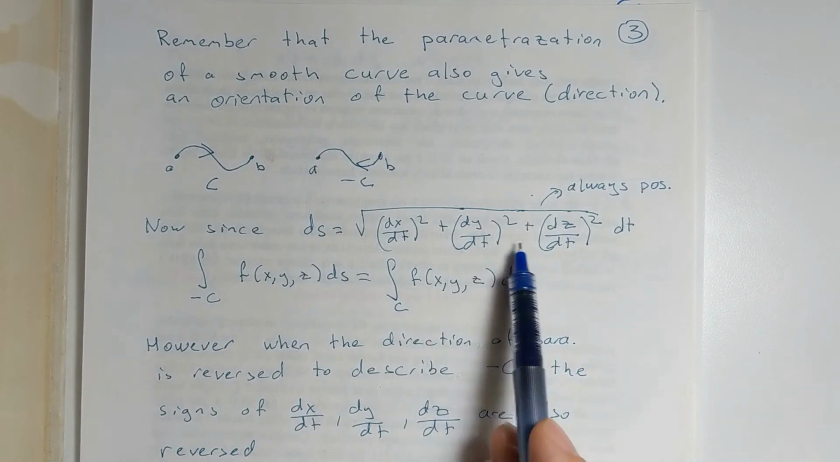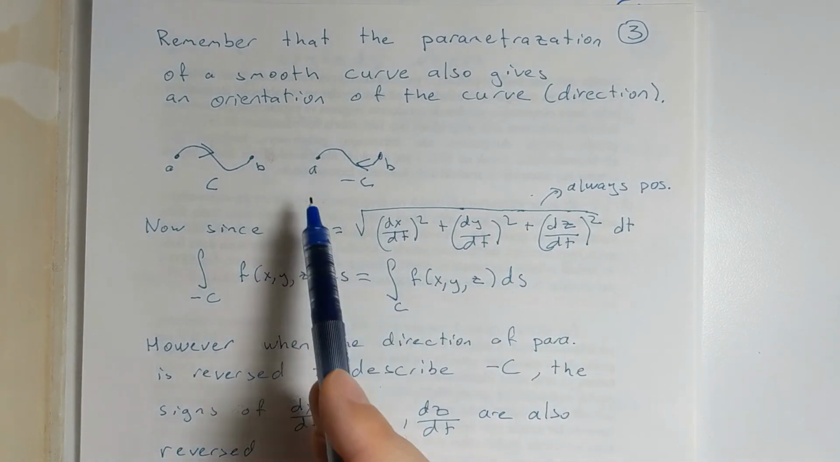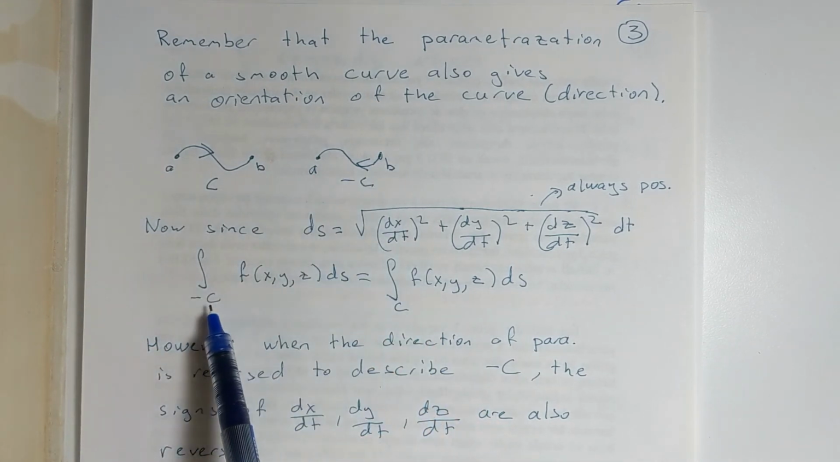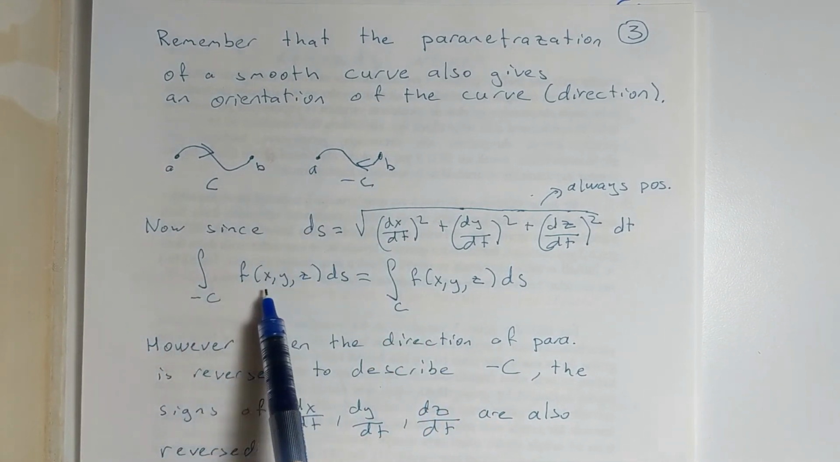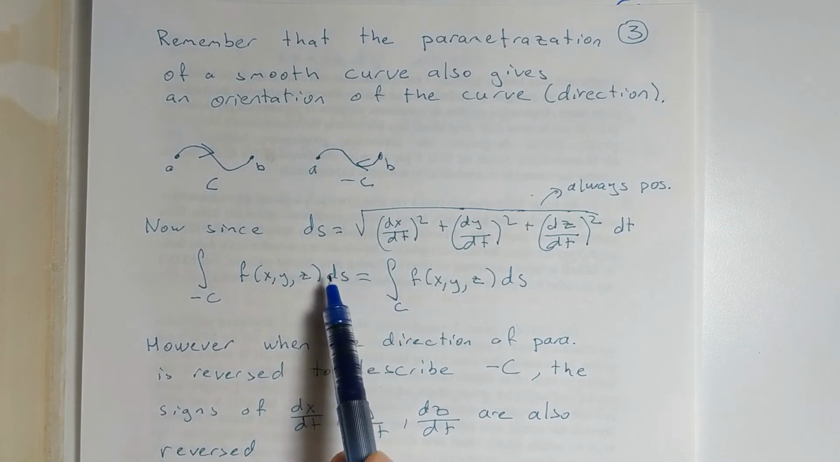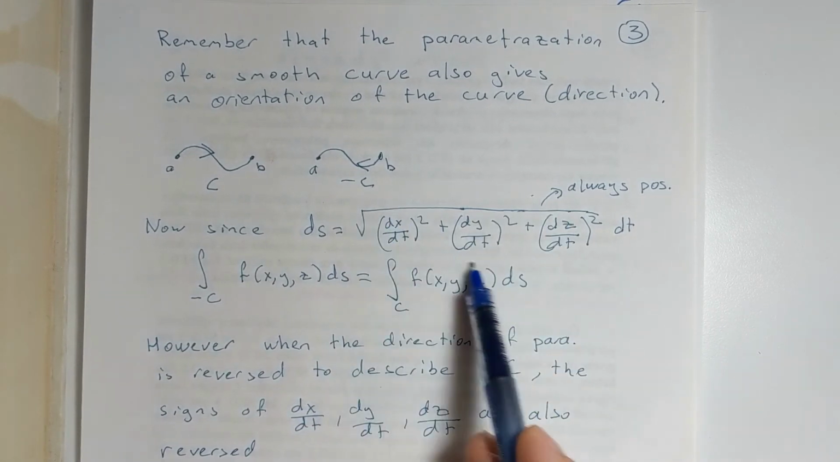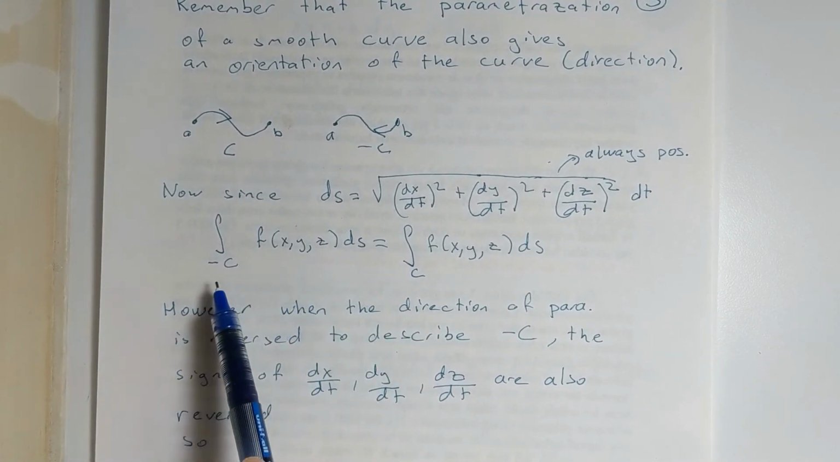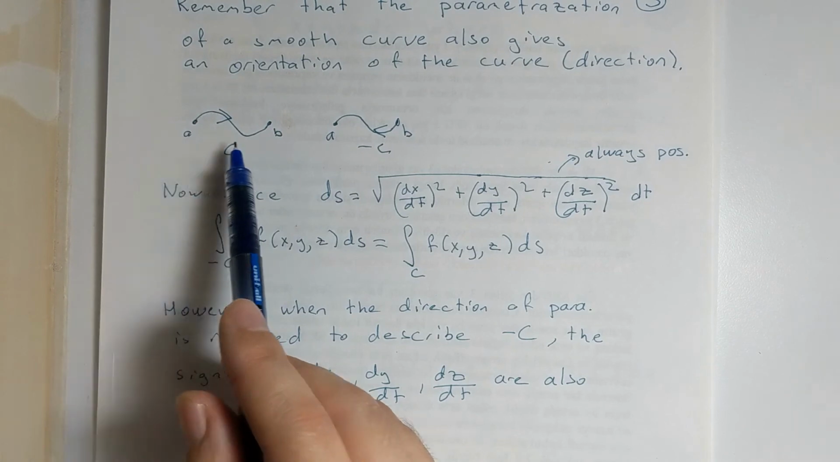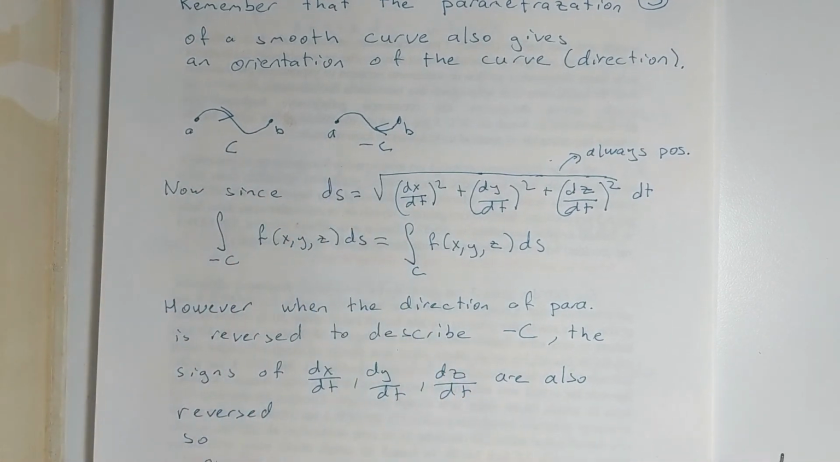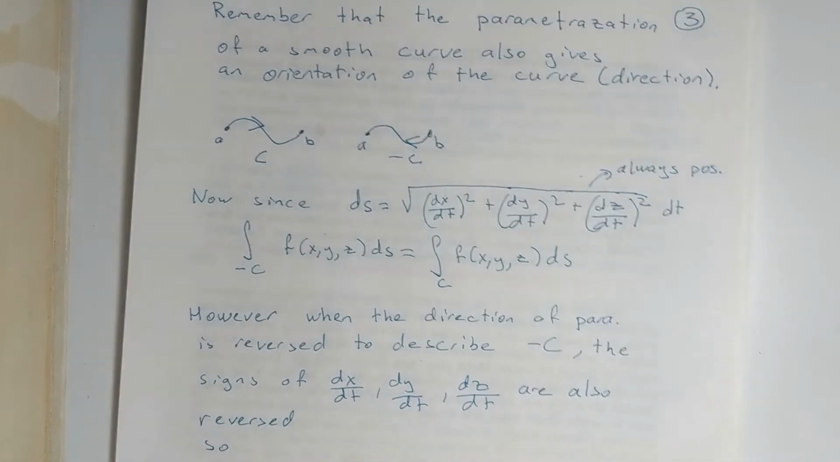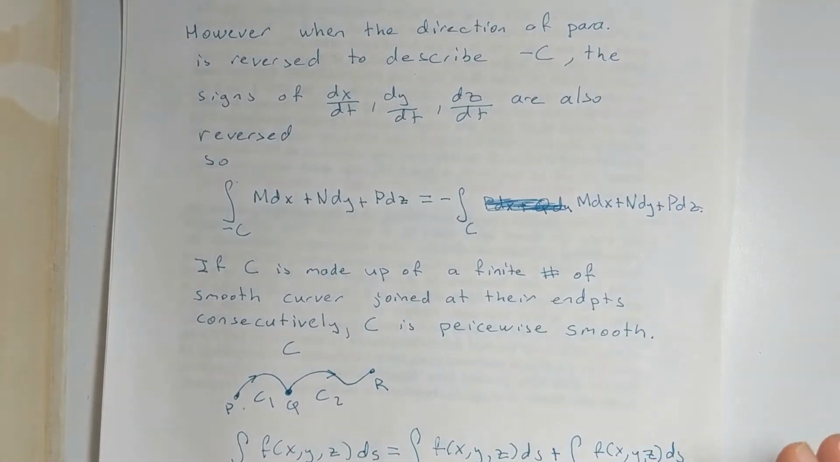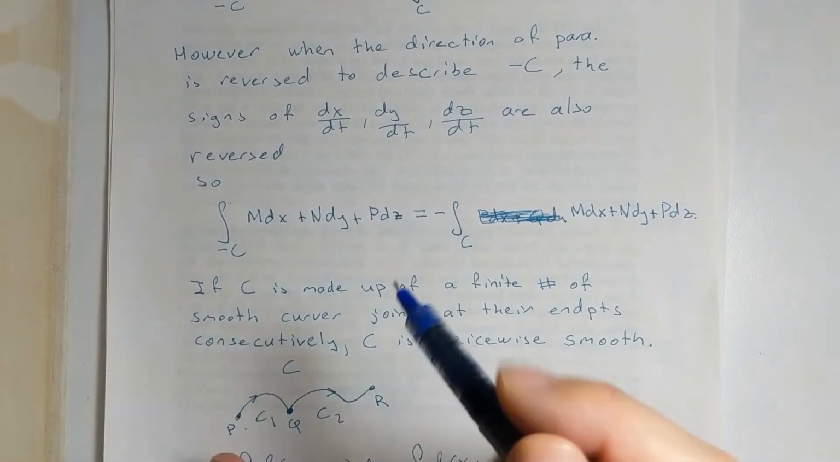Which means, because this term is positive, whether you go this direction or this direction is not going to matter, because if you go minus C, you're going to do f of x, y, z ds, and it's still going to be the same, right? Because this term is always going to give you the positive answer. So when you're doing a good old line integral, it really doesn't matter which way you're going on that curve, whether you're going from A to B or from B to A. It really does not matter.